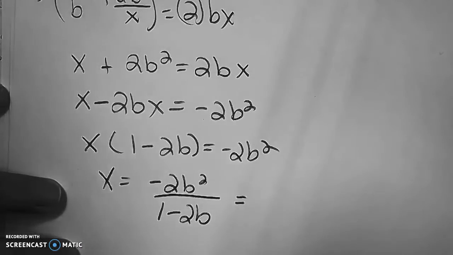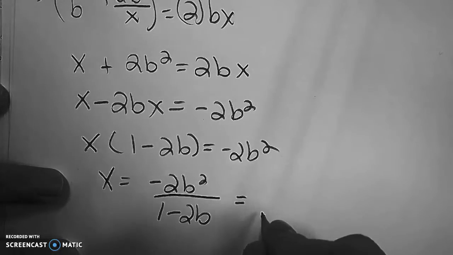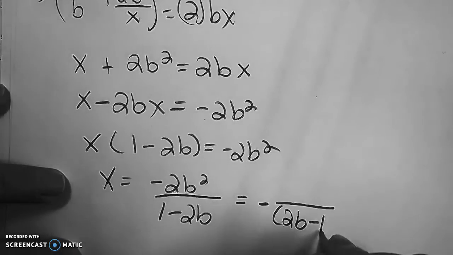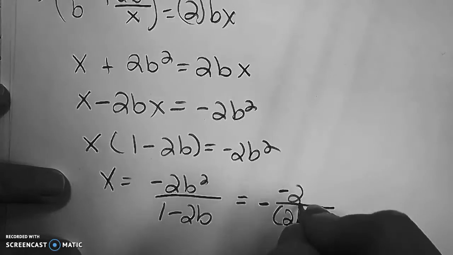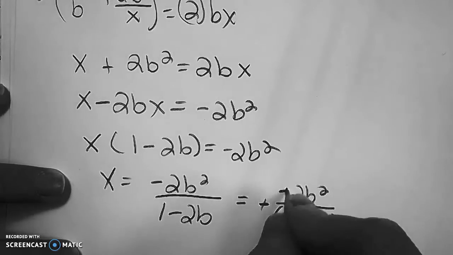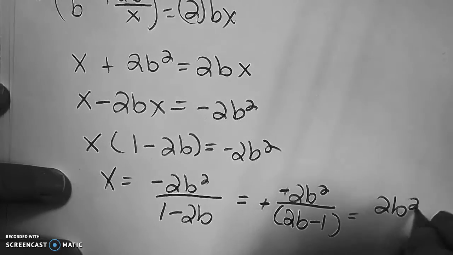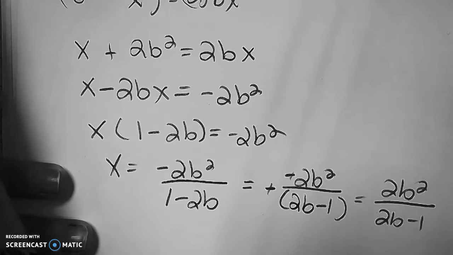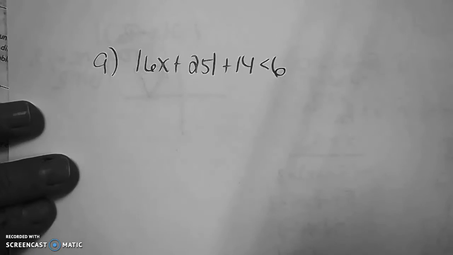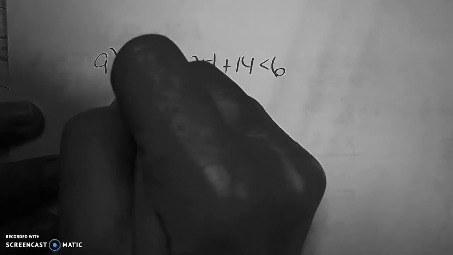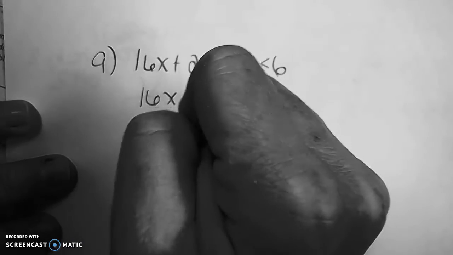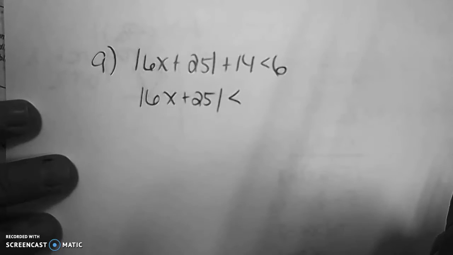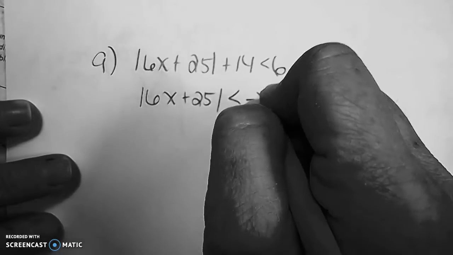An equivalent answer would be, you could factor the negative there out of the denominator and get a positive 2b minus 1. And then you have a negative in the numerator. You could actually cancel those and say you get positive 2b squared over 2b minus 1. That would be acceptable as well. Look at number 9. I'm going to subtract 14. As I subtract 14, 6 minus 14, I'm going to get negative 8.